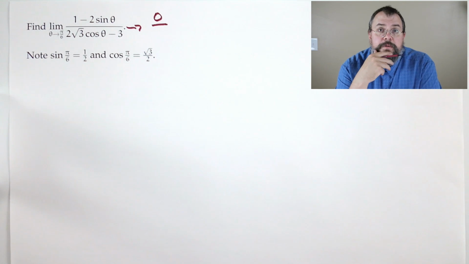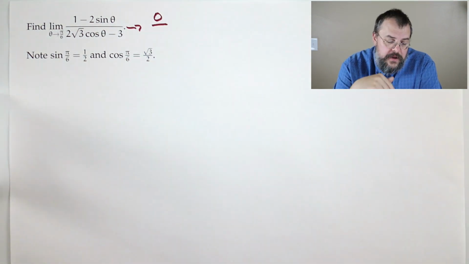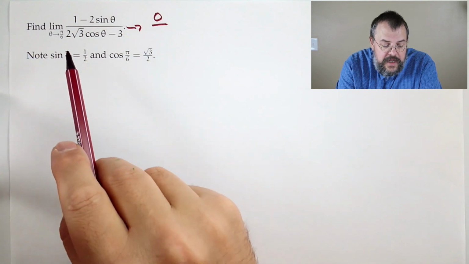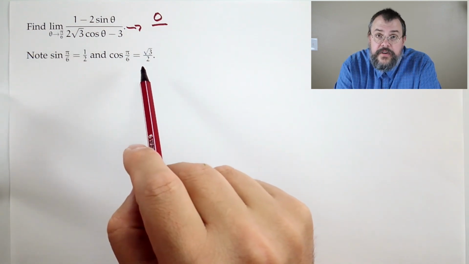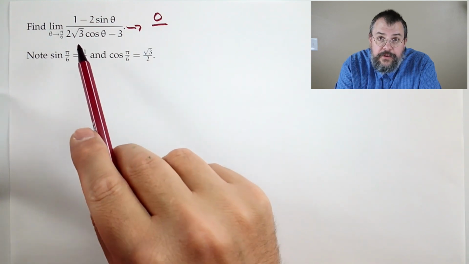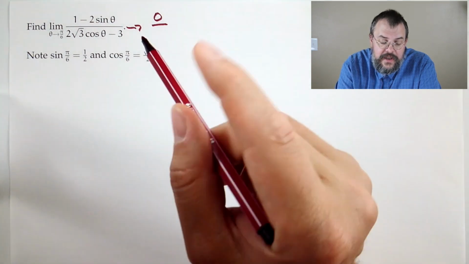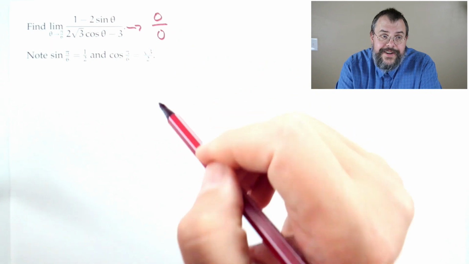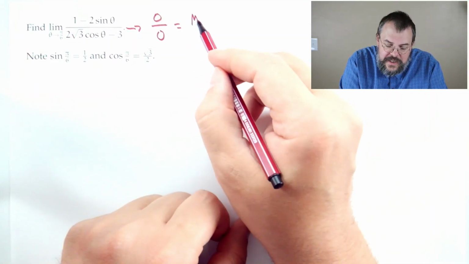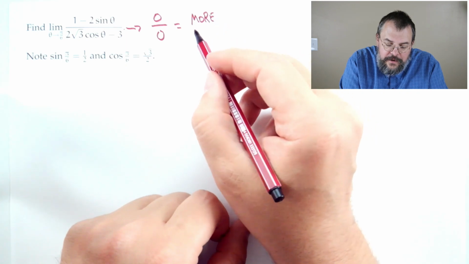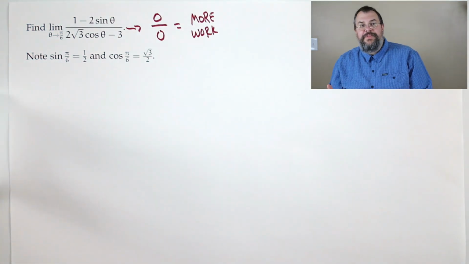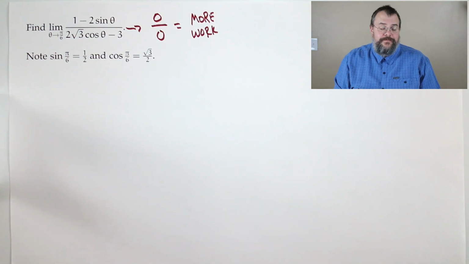How about downstairs? What do we get? Well, cosine of pi over 6 is root 3 over 2. If you multiply 2 root 3 times root 3 over 2, you're going to end up with a 3. Minus 3 is 0. So we end up with 0 over 0. And of course, 0 over 0 is the universal sign for more work. So we need to do something to figure out what's going on.